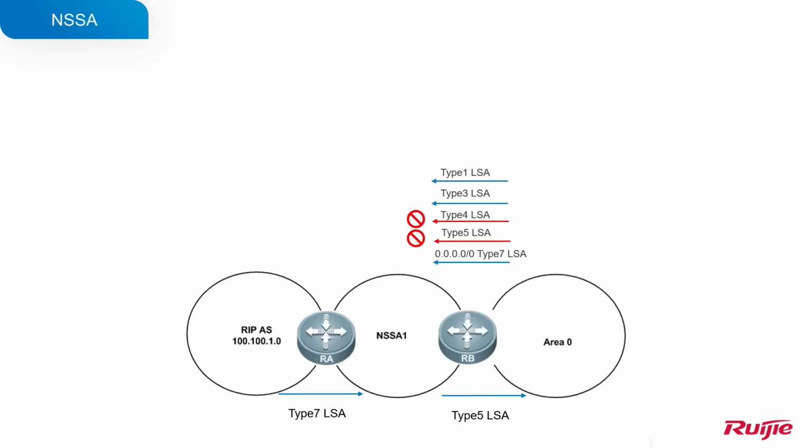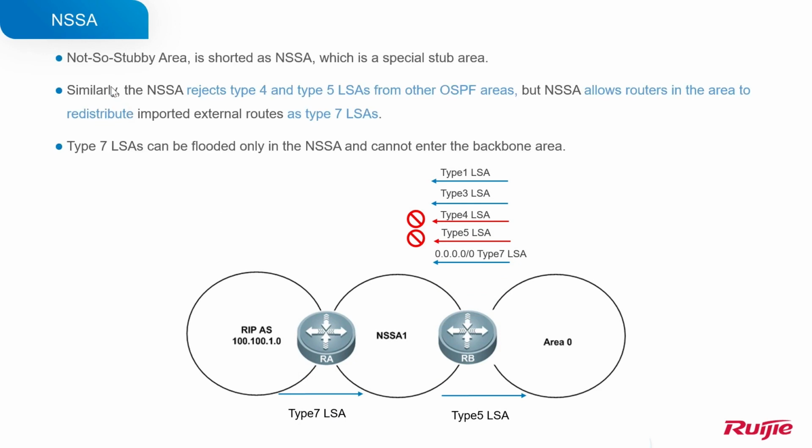And next, we will introduce the NSSA area. For the NSSA area, actually, we can say it's a not-so-stubby area. So what is a not-so-stubby area? It means there is a difference between the stub area and the NSSA area, right? Actually, for the NSSA area, we can set the ASBR device. We also can communicate with other external networks. So we can do the redistribution in the NSSA area. Okay, so the NSSA area is a special stub area.